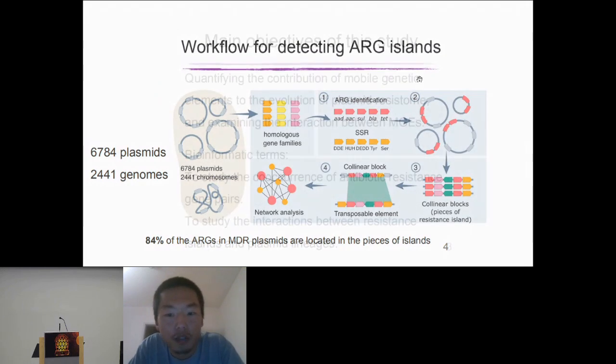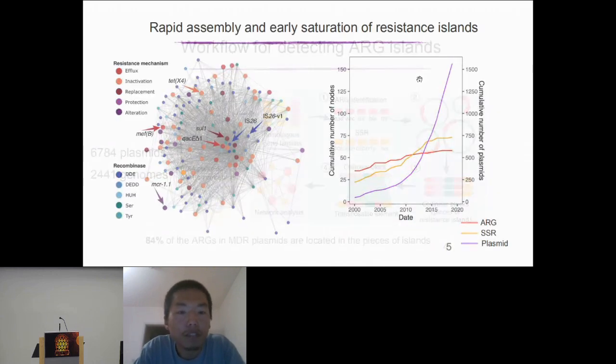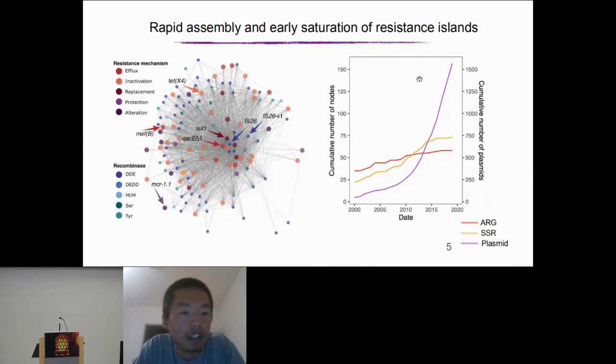The first result is that in my data, 84% of the ARGs in multi-drug resistance plasmids are located in those islands in plasmid genomes. This is a network, and each of the nodes is a gene family, either an ARG resistance gene or recombinases. Both types of genes are super conserved in my data set.